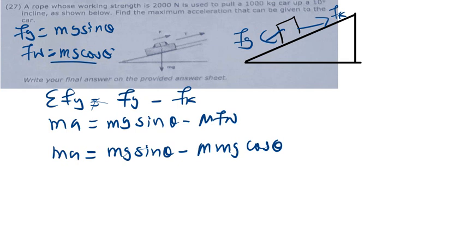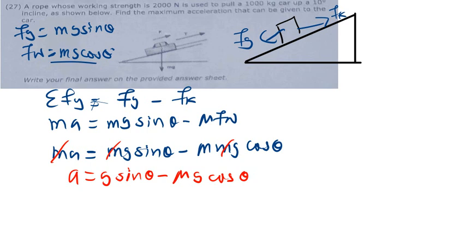cos theta. So you divide both sides by m. In this case, you can clearly see that there is m everywhere, so you can cancel m. Even here, m can go. So you remain with a equal to g sine theta minus mu g cos theta.